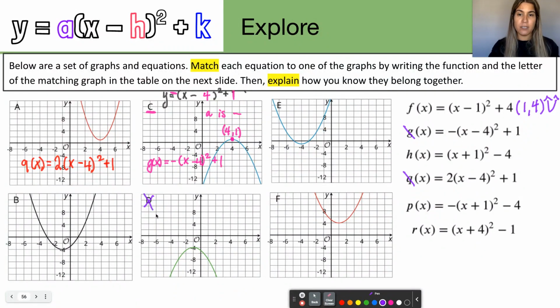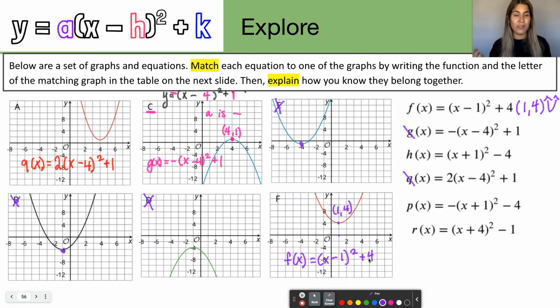It's not going to be D, because D opens down and I need it to open up. And then it has my vertex at 1, 4, so it is in the positive quadrant. This one is in the negative, negative. These two are eliminated because the vertex falls in the negative, negative quadrant. Now, what about this one? It is in the positive, positive, but I'm going to make sure that it actually fits. I have 1 on x, 4 on y, so my vertex is 1, 4, and it opens up. Therefore, this one is the function f of x equals (x minus 1) squared plus 4.